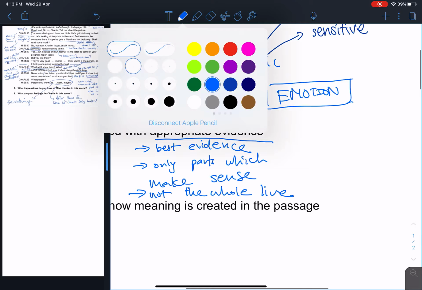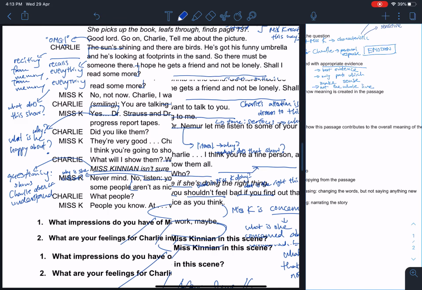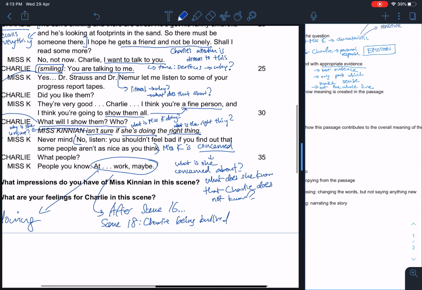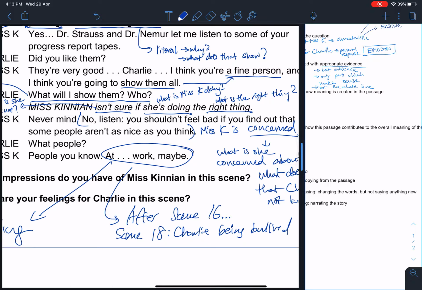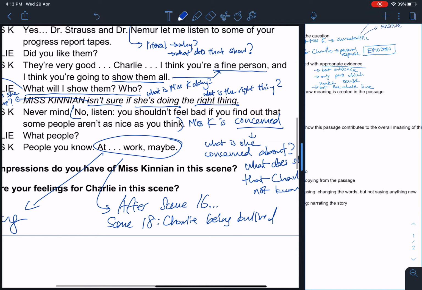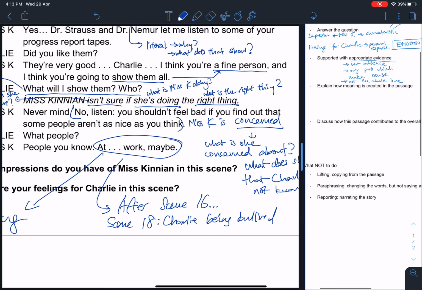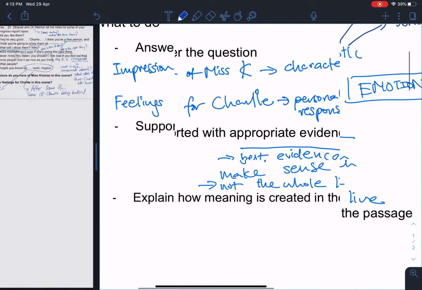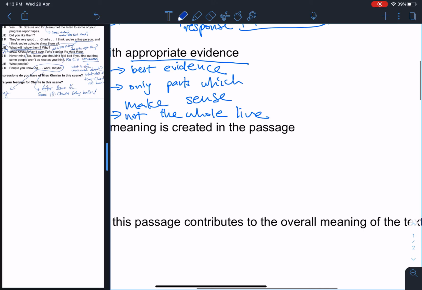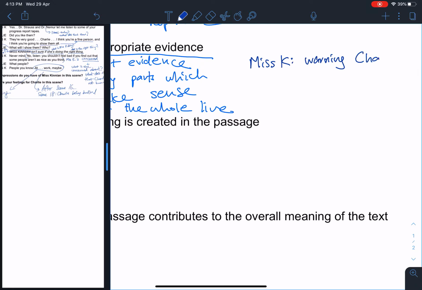My example is that she's very caring. How do I know that Miss Kenyon is caring? She says, never mind, no, listen, you shouldn't feel as bad if you find out that some people aren't as nice as you think. What people at work maybe. So what is happening here? Miss K is warning Charlie, right? That he might not be being treated well, that he might be hurt.